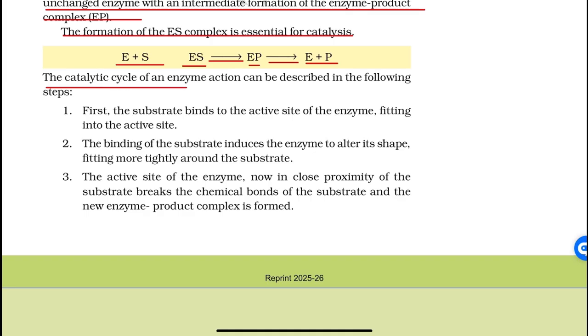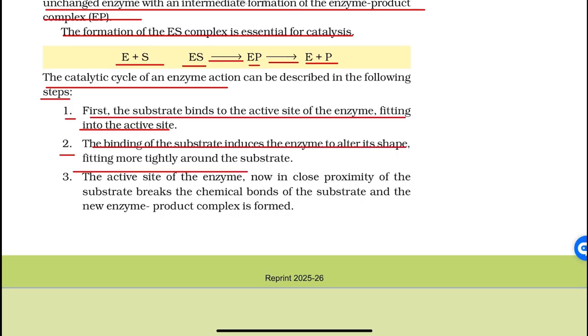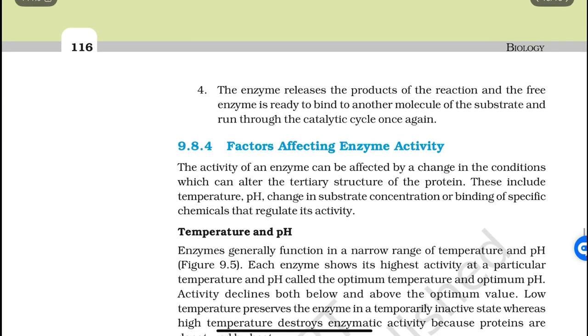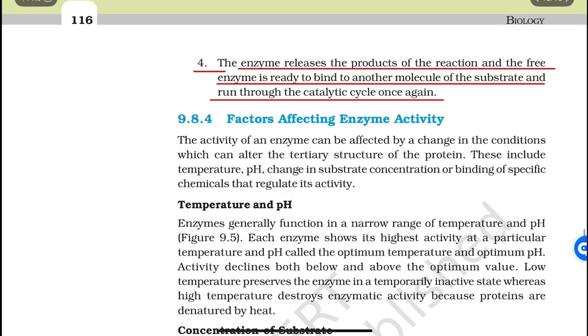The catalytic cycle of an enzyme action can be described in the following steps. First, the substrate binds to the active site of enzyme, fitting into the active site. Second, the binding of the substrate induces the enzyme to alter its shape, fitting more tightly around the substrate. Third, the active site of enzyme, now in close proximity of the substrate, breaks the chemical bonds of the substrate and the new enzyme product complex is formed. Fourth, the enzyme releases the products of the reaction and the free enzyme is ready to bind to another molecule of substrate and run through the catalytic cycle once again.